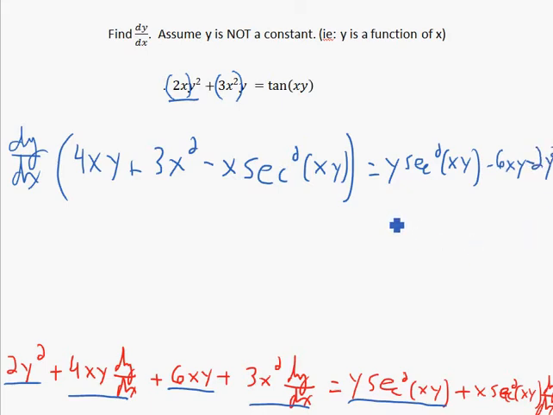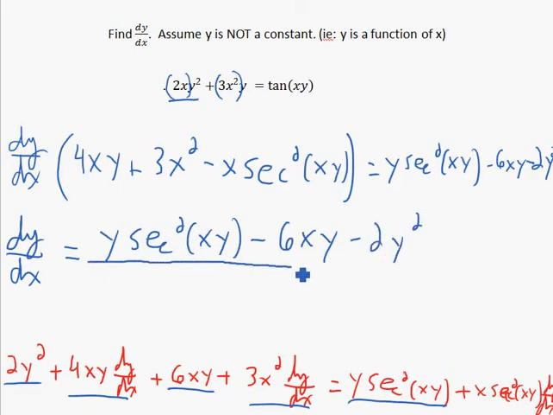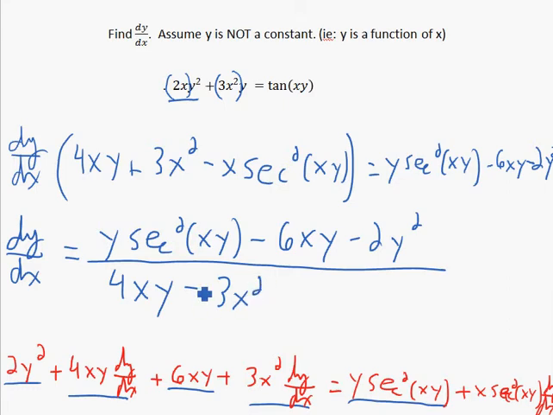And the final answer for this is dy/dx is equal to y secant squared of xy minus 6xy minus 2y squared all over, and this is getting a little out of hand. This is gigantic. You'll probably never see this anywhere, besides in an implicit differentiation section, but that's okay. So 4xy plus 3x squared minus x secant squared xy, and that is the derivative.